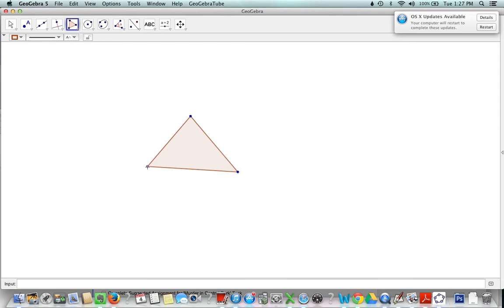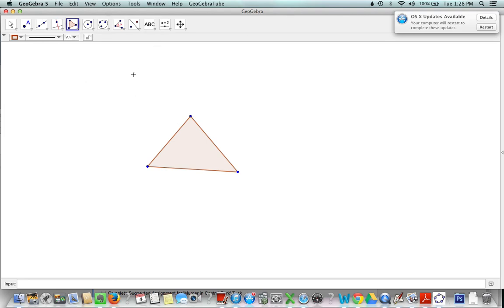Now, an orthocenter is the intersection point, or the point of concurrency, of the 3 altitudes of the triangle. When we think of altitude, usually we call it height. It's the line segment going from a vertex perpendicular down to the opposite side, or from a vertex over perpendicular to the opposite side. So we need 3 of those line segments here.